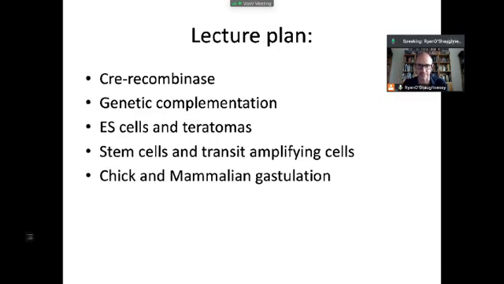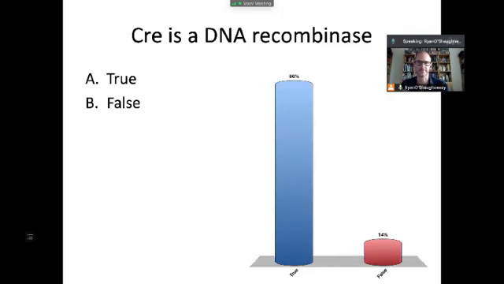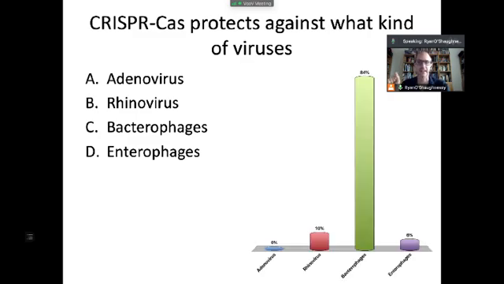So this is our lecture plan. Cre recombinase, we're just about to start looking at genetic complementation in the Nusslein-Volhard screen, ES cells and teratomas and other aspects of their biology, stem cell and transit amplifying cells, and Chick and mammalian gastrulation. So we know Cre is a DNA recombinase, and we know that CRISPR-Cas protects against bacteriophages.